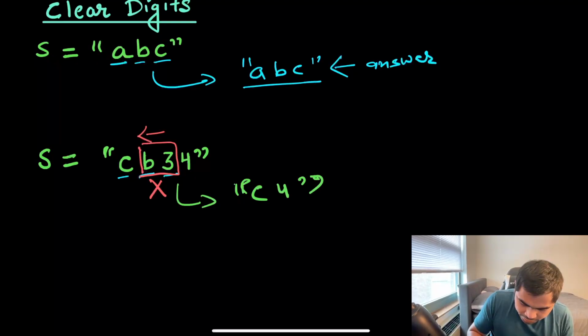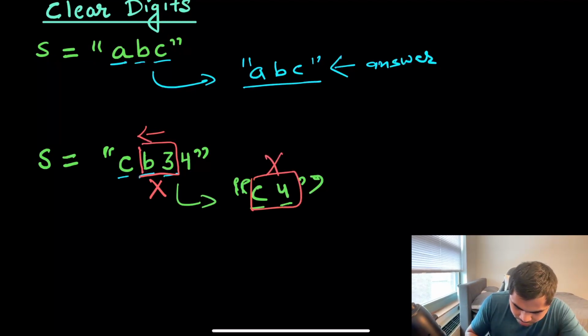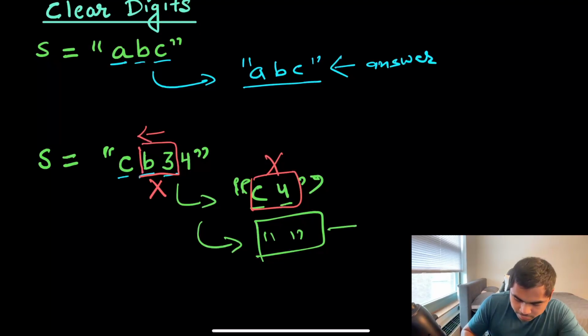I am going to repeatedly do the same operation. Now again I'll start iterating over whatever is left in the string. When I come across another digit, which is 4 in this case, I will delete both the digit and the character to the left of it. What is left is just an empty string, and this is my answer. So I will just return this.